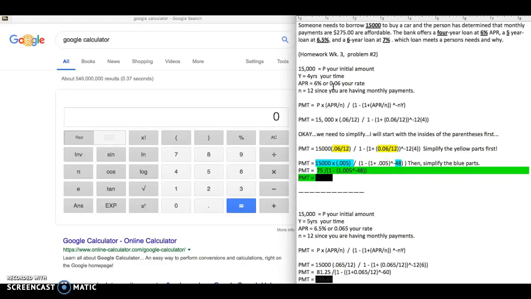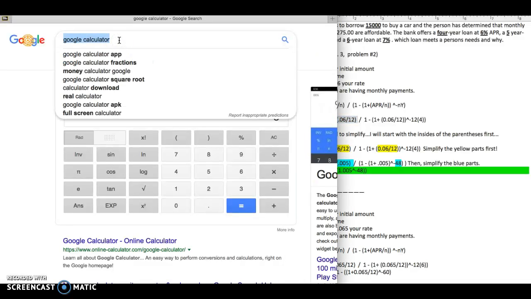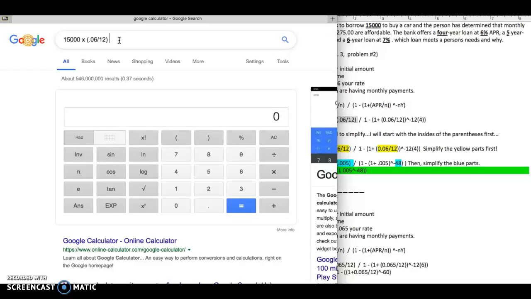So the first step is easy. All you do is you go ahead and you throw your numbers in. So 15,000 goes in for P times 0.06 divided by 12. And then divided by 1 minus this ugly mess right here. My suggestion is this: deal with half of your fraction first. So first I'm going to look at the top of the fraction, and I'm going to copy this into my Google calculator, or you can copy it right into your search engine here and hit equals.